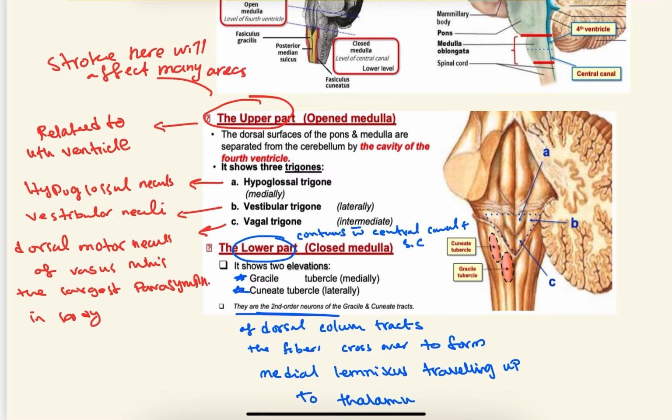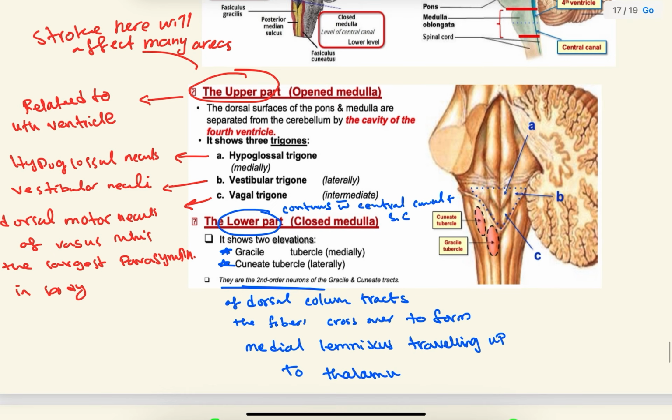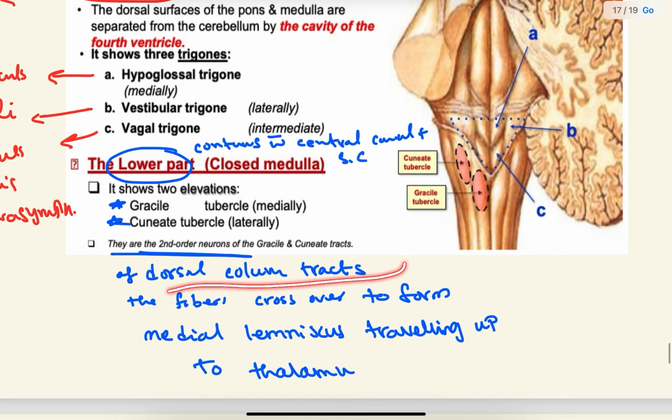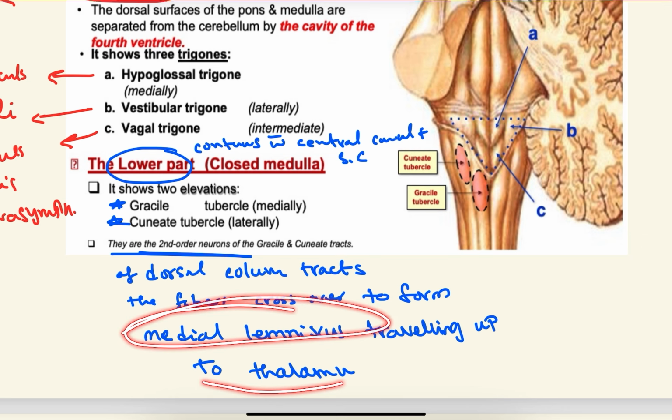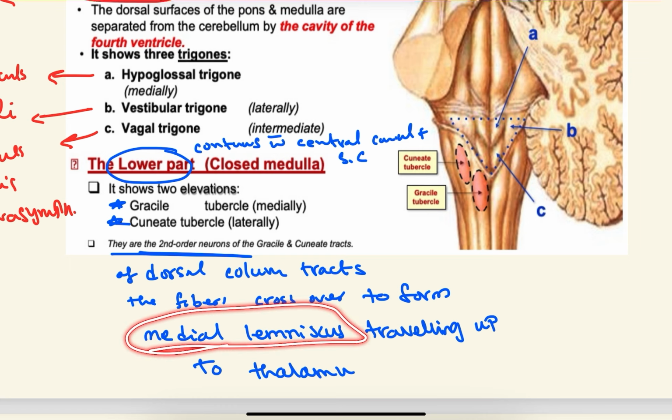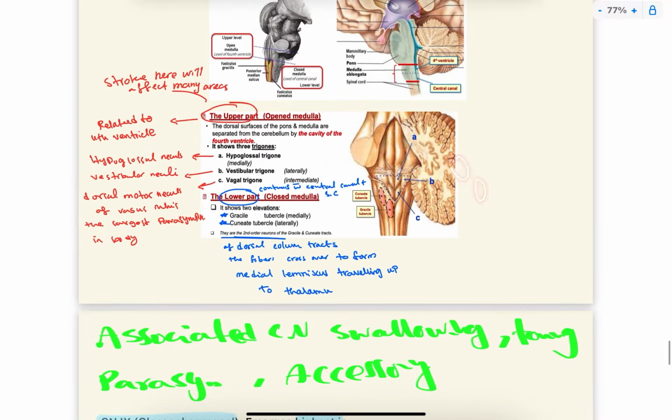Now, if we're talking about the lower part, what are we going to see? Only two things, the gracile and the cuneate. They connect the central canal and the spinal cord. If you remember, these are the dorsal column tracts. They will cross and give me the medial lemniscus, and then go to the thalamus. It is very important to know the medial lemniscus. Basically they are second order neurons.